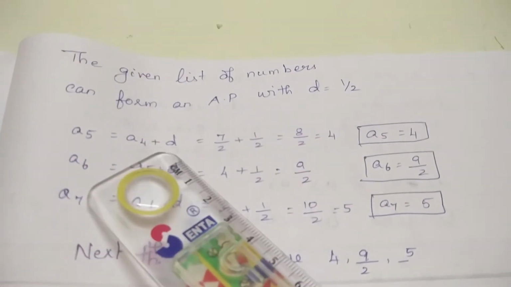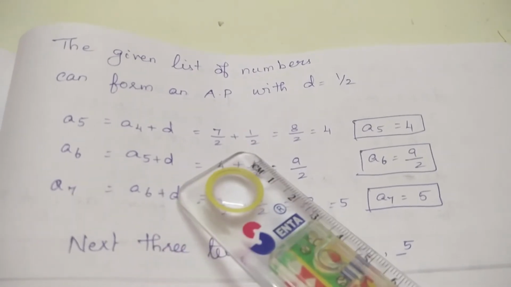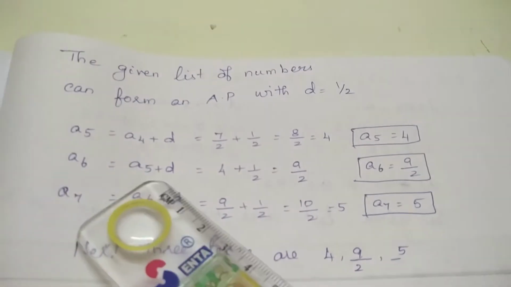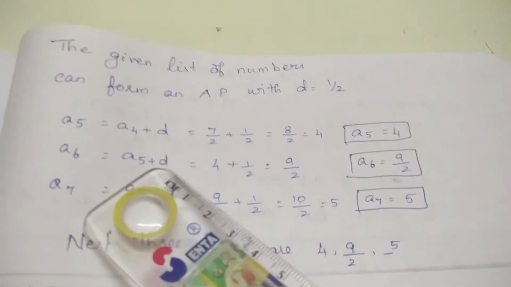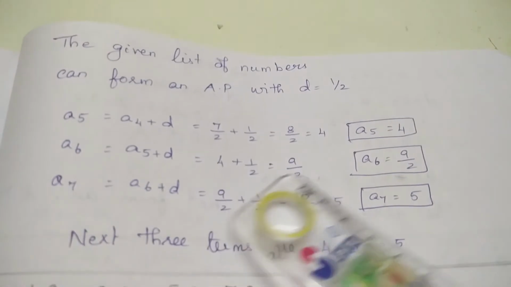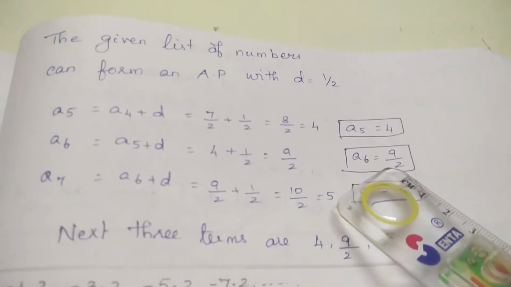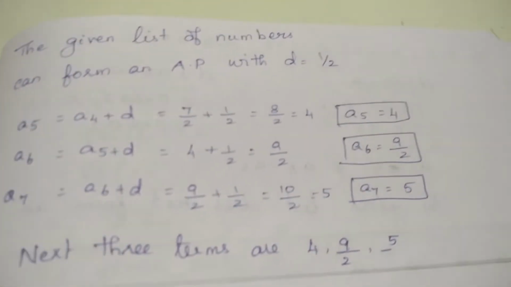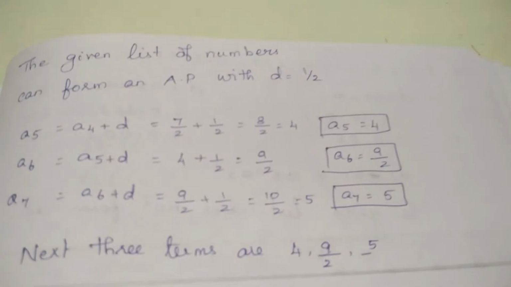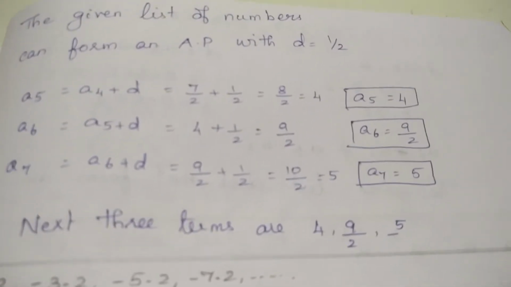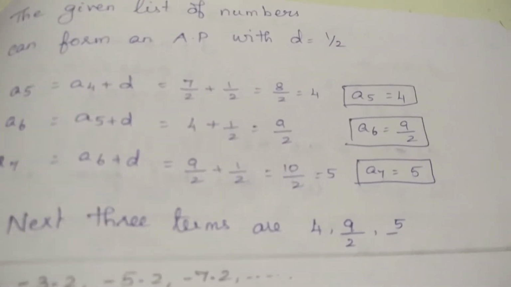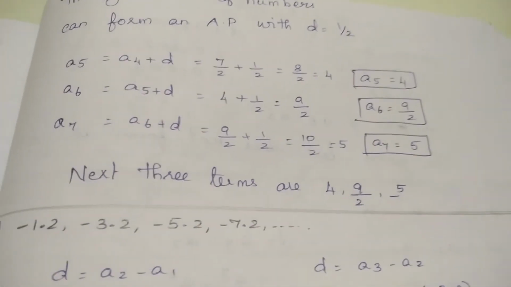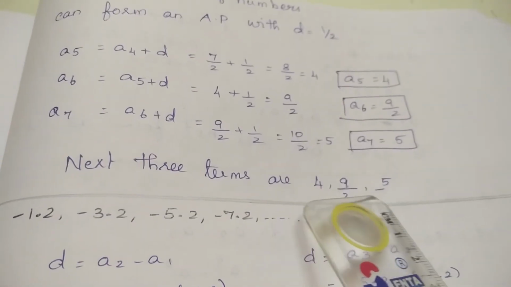A5 means A4 plus D. A4 you already have, 7 by 2, plus 1 by 2. Then you get the answer A5 equal to 4. Same, A6 is A5 plus D, so 4 plus 1 by 2 is 9 by 2. You should not simplify this one, because in the given question itself they are giving a fraction and then a whole number. That's why you have to write in the same form. Okay. A7 equal to A6 plus D, and then 9 by 2 plus 1 by 2, therefore the answer is 10 by 2, and then 5. The next 3 terms are 4, 9 by 2 and 5.